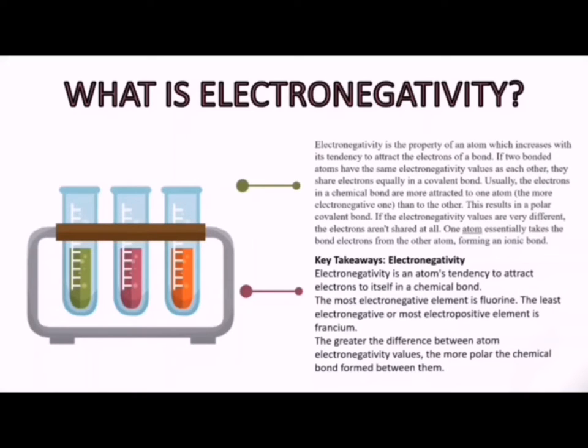The most electronegative element is fluorine. The least electronegative, or most electropositive, element is francium. The greater the difference between the atoms' electronegativity values, the more polar the chemical bond formed between them.